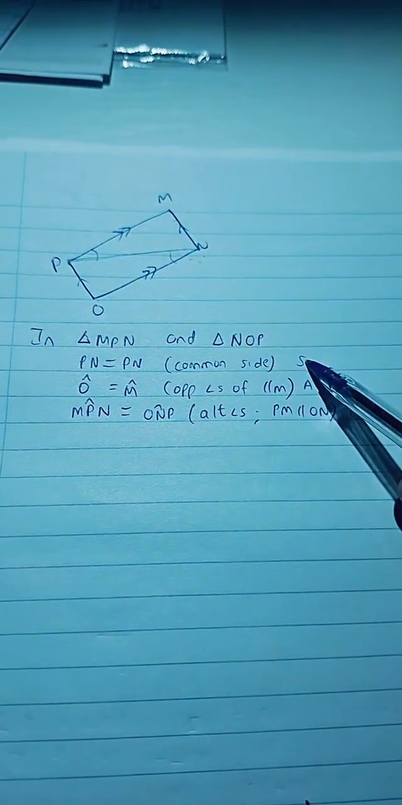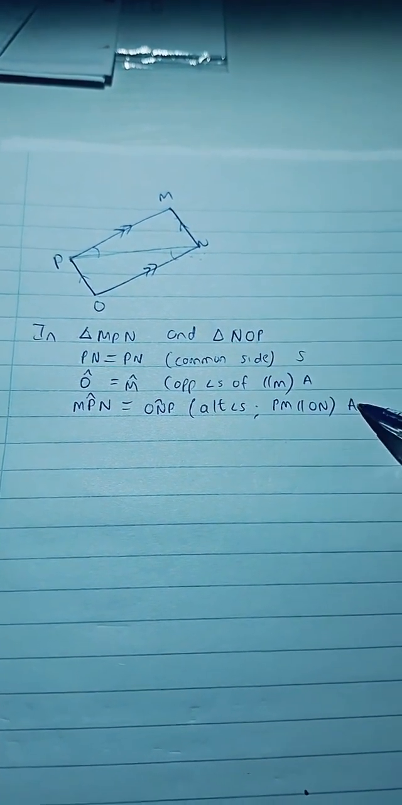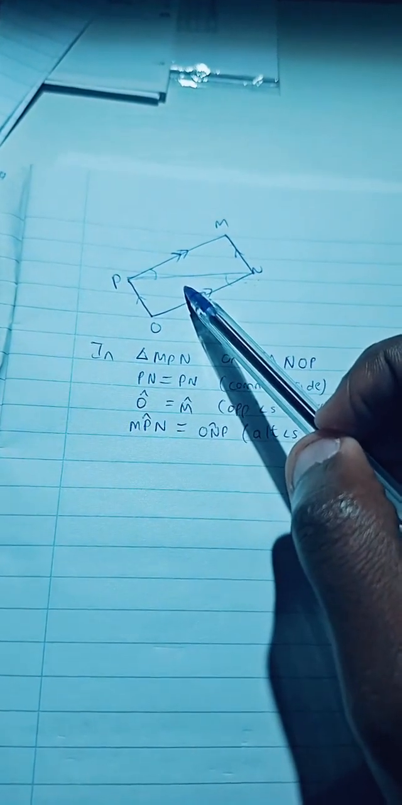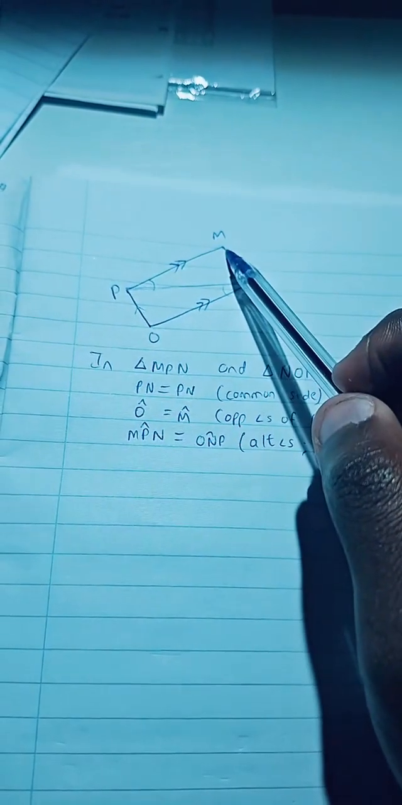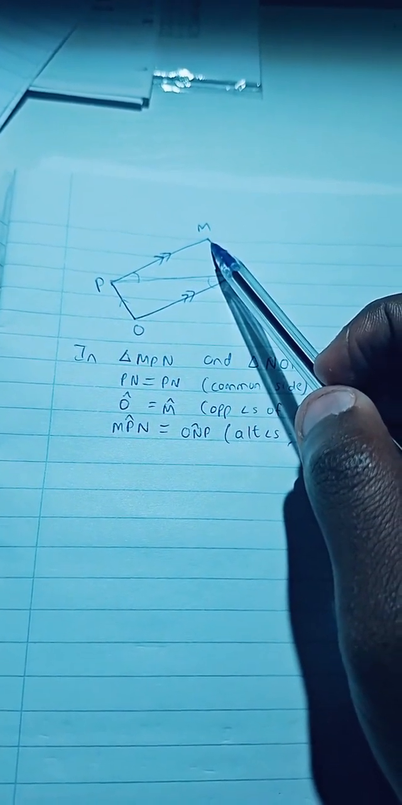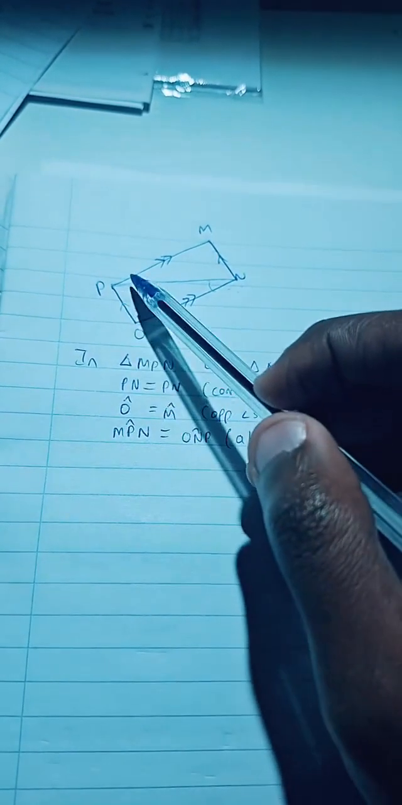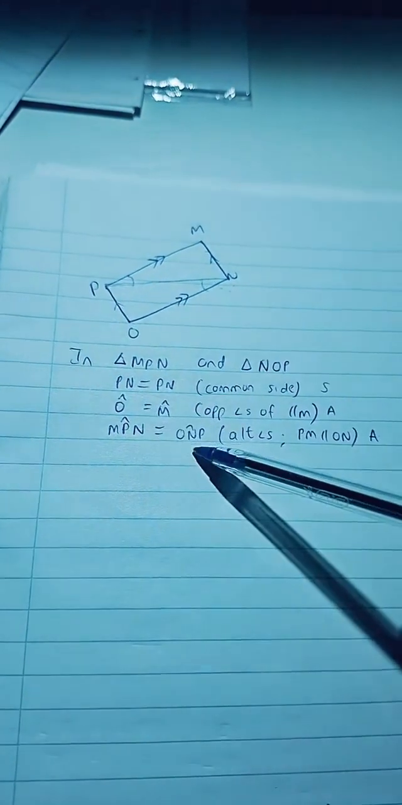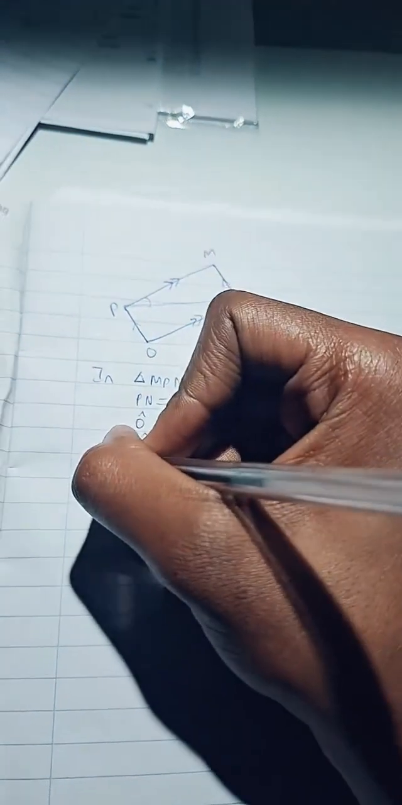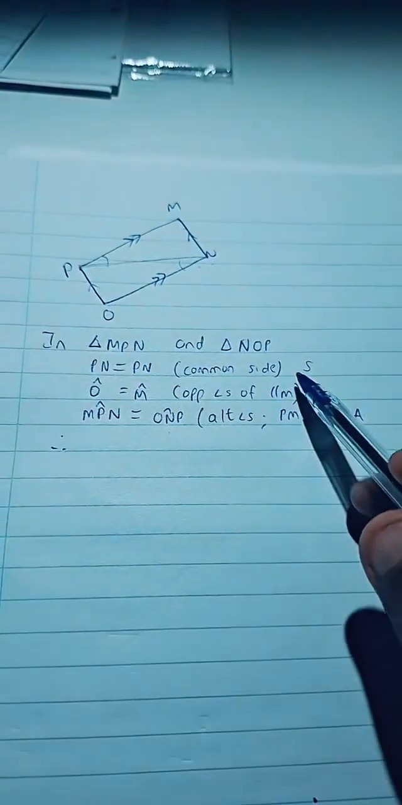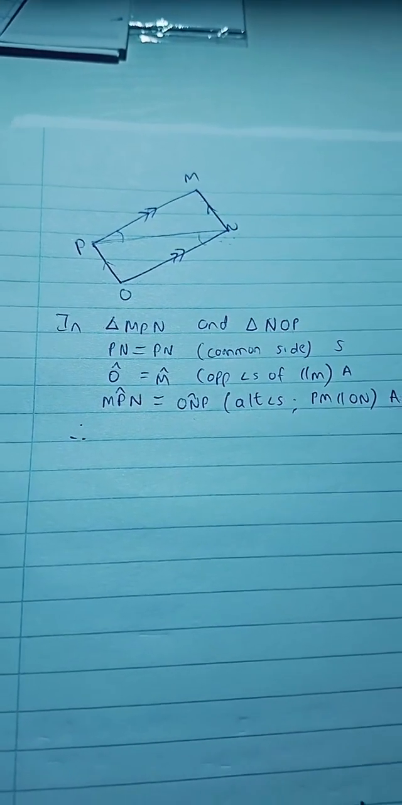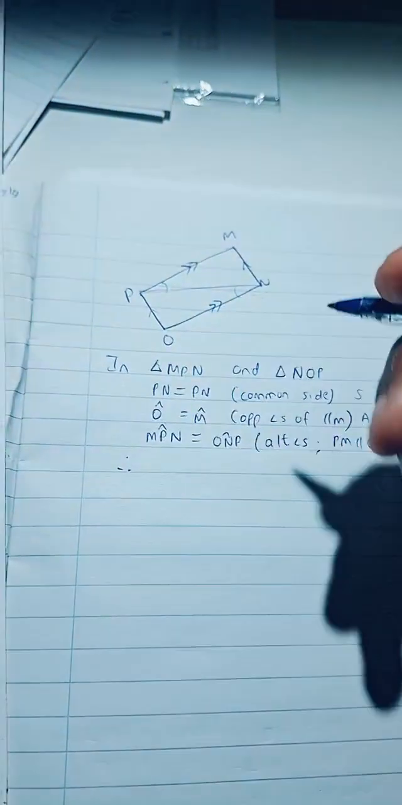So now we have a case of congruency, SAA. I repeat again, PN is equal to PN, that's a common side. We now have angle O being equal to angle M. And then lastly, we have angle MPN being equal to angle ONP. Those are alternate angles. Now we can conclude, since we have a case of congruency, side, angle, angle, something about our triangle. What can we conclude about our triangle?